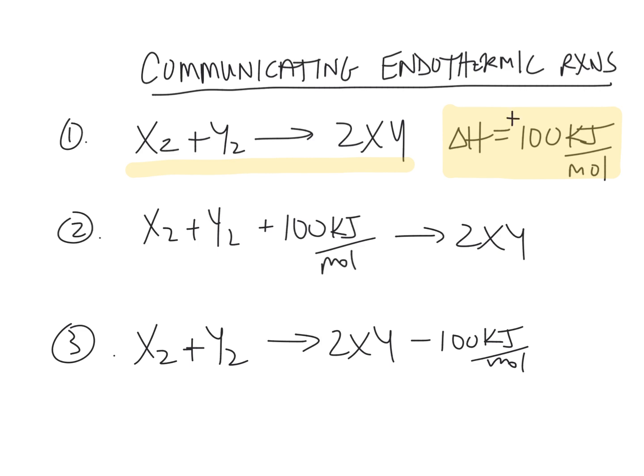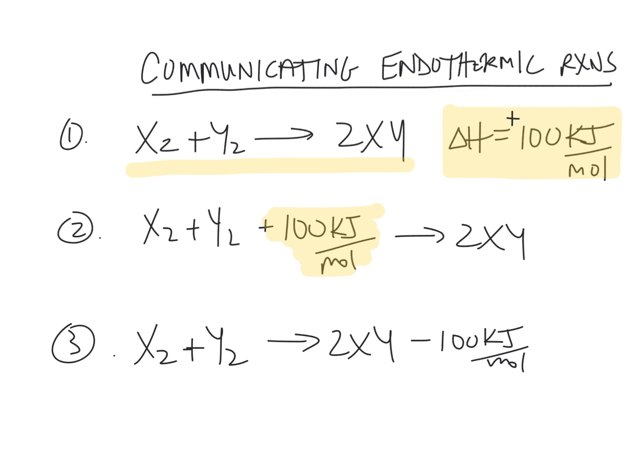All right, the second way is you can write it as a reactant or product, and in this case for an endothermic reaction, it's always going to be as a reactant. So you can see there that they just say, all right, you've got X2 plus Y2, and then you have 100 kilojoules per mole of energy, and that's going to create the products.